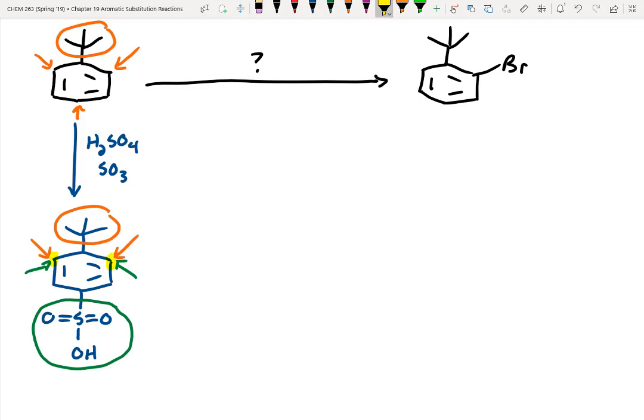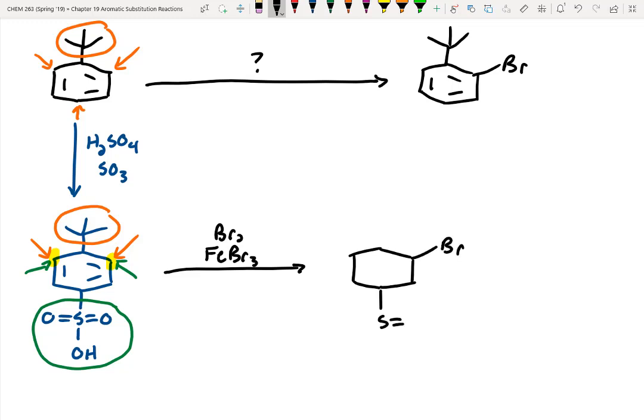Does it matter which one we pick? Nope, they're symmetric, so it doesn't matter at all. So now we can go ahead and brominate that position. We still have our blocking group on, but that's okay.